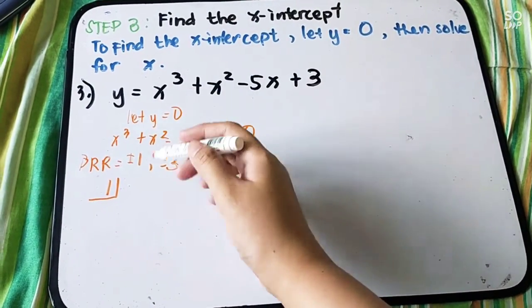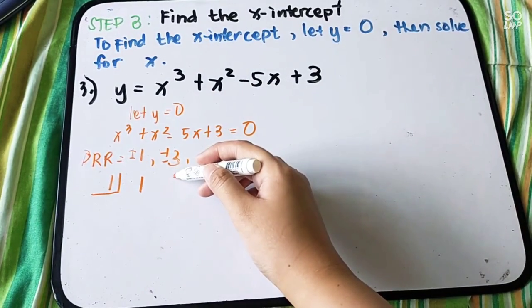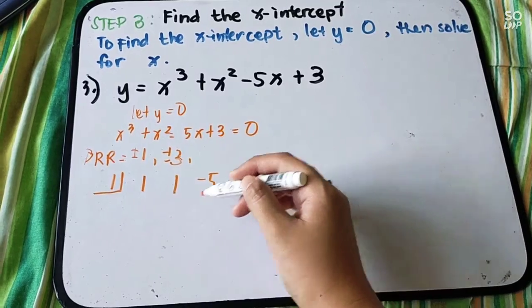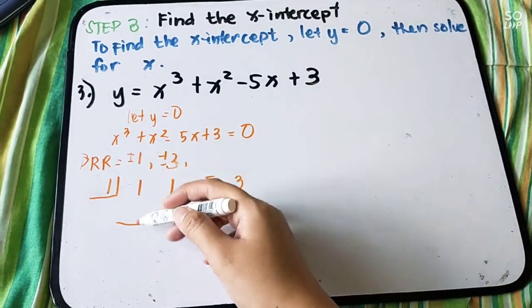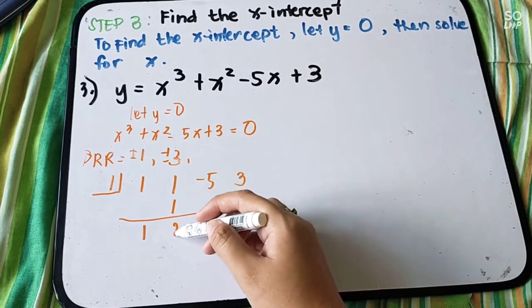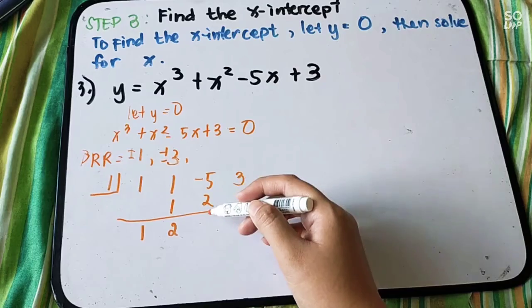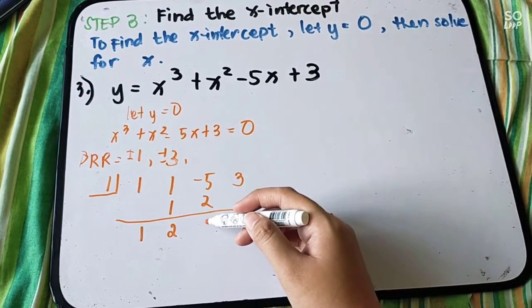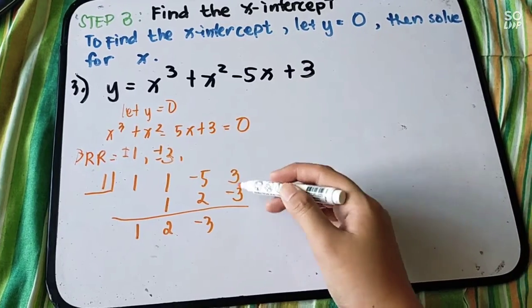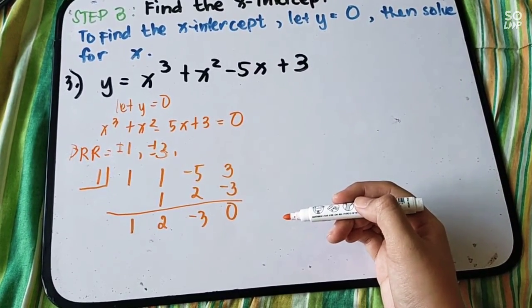Yan. So, we have here 1 in numerical coefficient ng given natin. 1, negative 5, and then positive 3. Okay? Bring down 1. We have 1 times 1, we have 1. 1 plus 1, we have 2. 2 times 1, we have here 2. Negative 5 plus 2, we have here negative 3. Times 1, we have negative 3. So, 3 minus 3 is 0. Okay, so tumama na tayo.